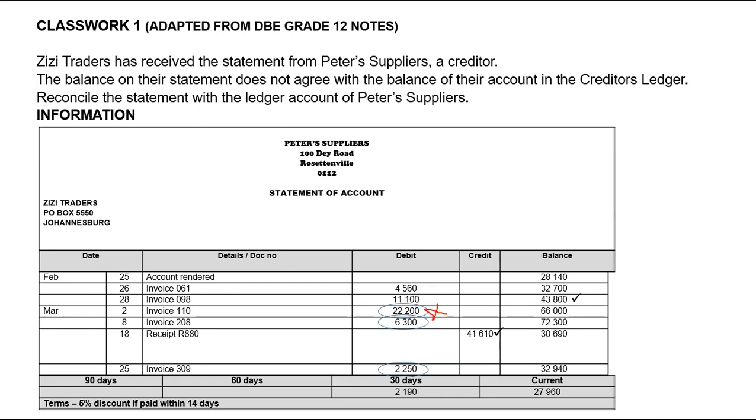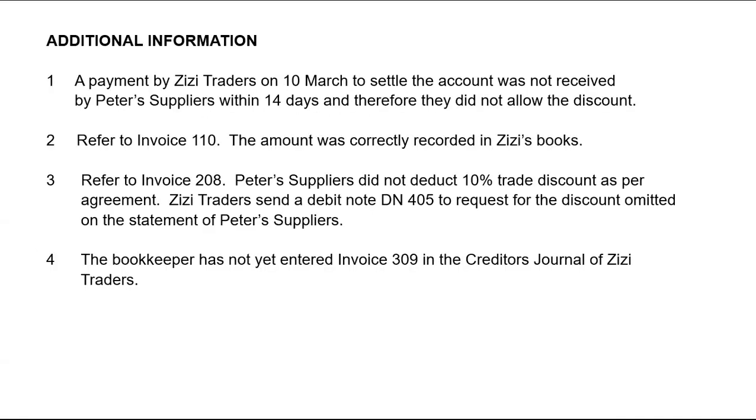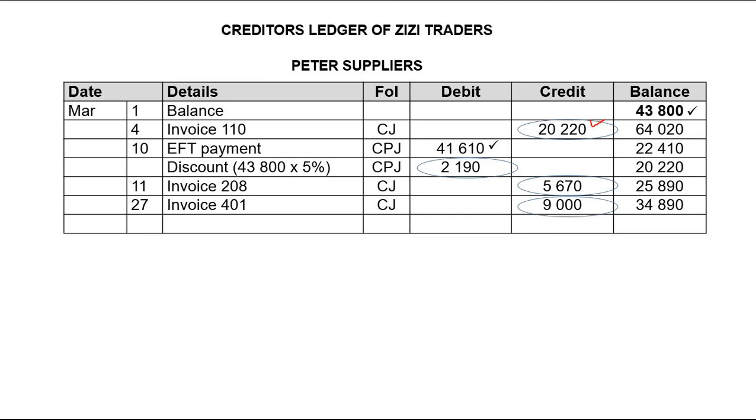The statement says that, it's invoice 309. Interesting. I will read this again. So we need to refer to invoice 208, and there we have invoice 309. So with invoice 208, Peter suppliers did not deduct 10% trade discount as per the agreement. So the mistake must have been done by Peter suppliers. So they credited our account by 5,670 without deducting the trade discount of 10%, which is 567.